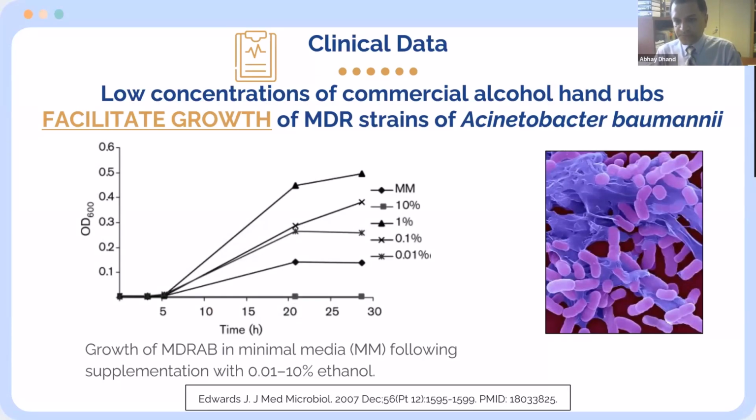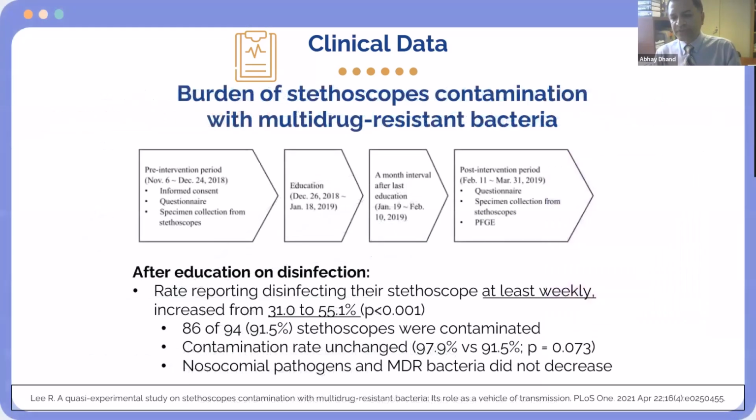Let's talk about another resistant organism, an MDR strain of Acinetobacter. What happens when it is exposed to low concentrations of commercial alcohol? Again, this is the same phenomenon that you see: when exposed to low amounts of alcohol, the concentration of this MDR strain of Acinetobacter actually goes up.